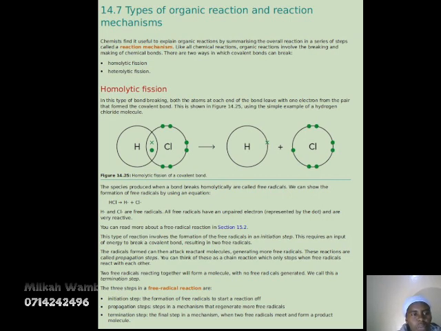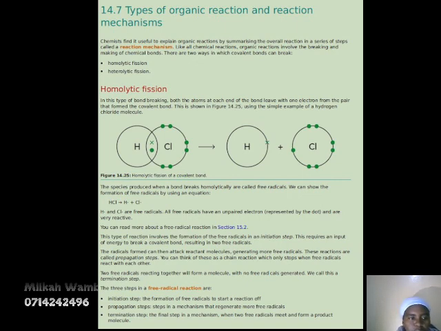In this video we are going to discuss types of organic reactions and reaction mechanisms. Reaction mechanisms are very useful, and chemists normally summarize the types of organic reaction in a series of steps that are called reaction mechanisms. They are of two types: homolytic fission and heterolytic fission. These are types of bond breaking, and we're also going to look at types of bond formation.